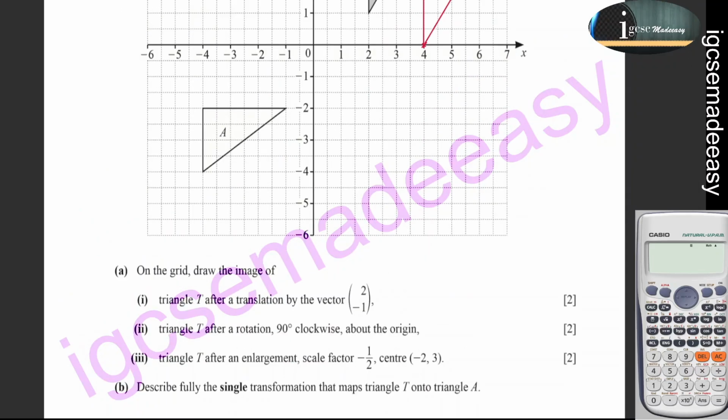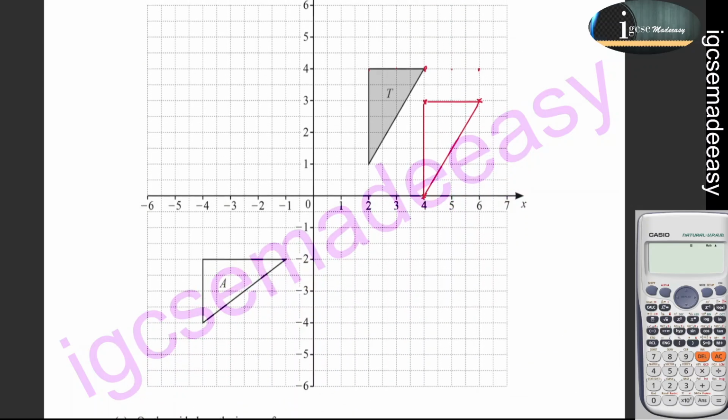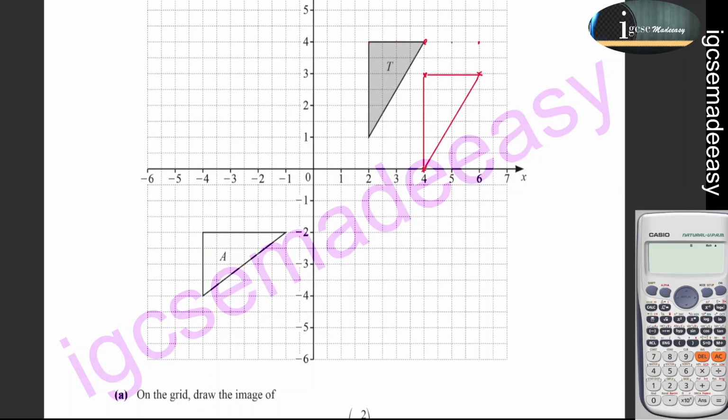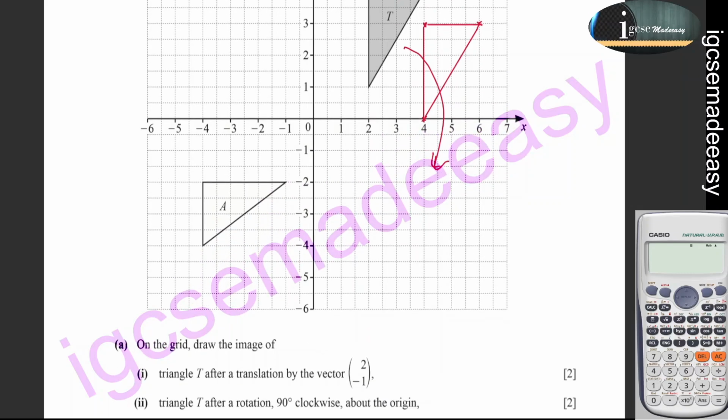Part 2, triangle T is rotated 90 degrees clockwise about the origin. Please use your trace paper. I'll just give you the answer for how it is being rotated. Once it is rotated, this will be moved to this quadrant, and the coordinates of these points will be 1 comma minus 2, 4 comma minus 2, and minus 4 comma minus 4.